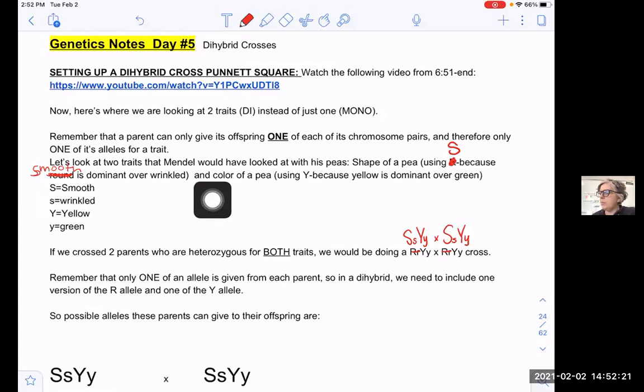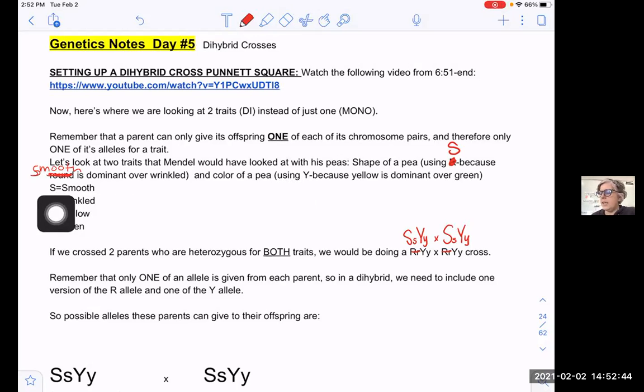And we're also going to be looking at the color of a pea at the same time. We're going to use the letter Y because yellow is dominant over green. I know that might seem weird to you because every pea I've ever seen is green, but in Mendel's day, he noticed that yellow peas were dominant over green peas.